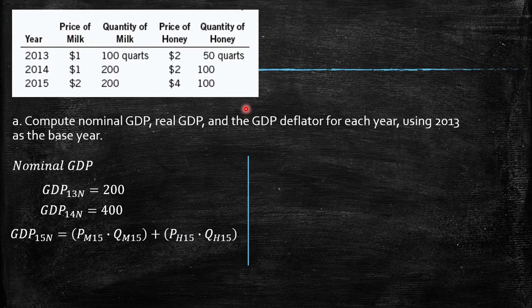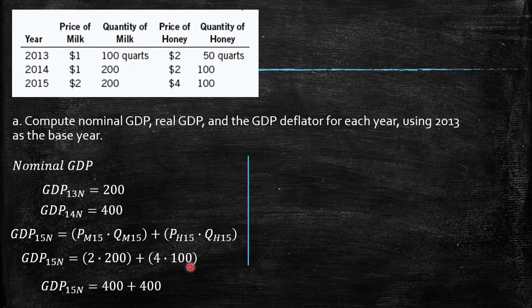What about 2015? It's exactly the same. You just replace by the values of 2015: 2 times 200 times 4 plus 4 times 100. Say we have 400 plus 400. So at the end, we have 800.